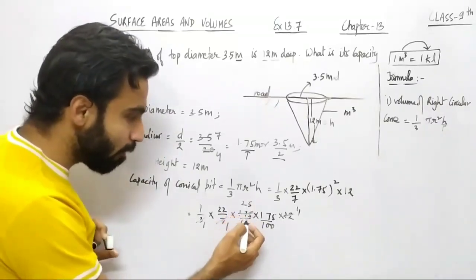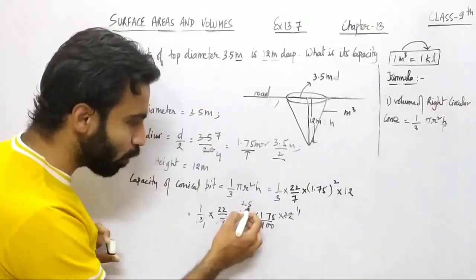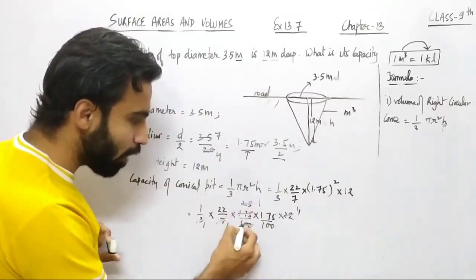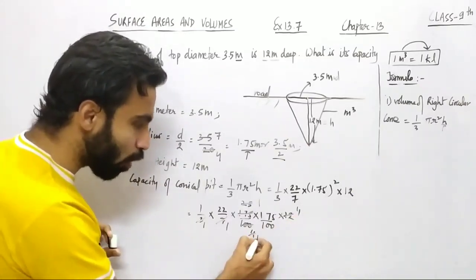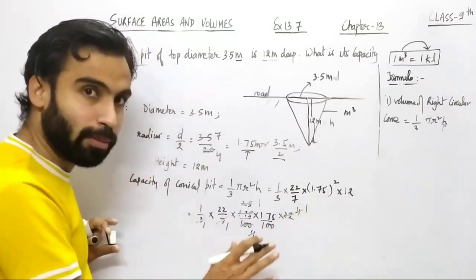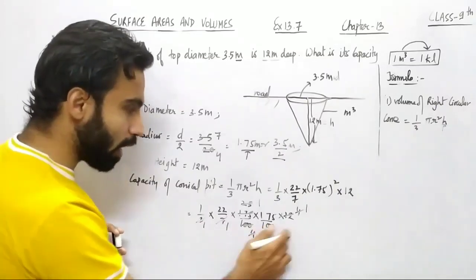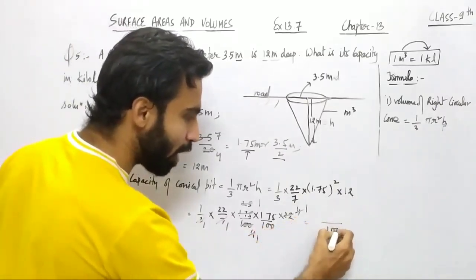Now you can see you can further reduce it if you want to. That 25 1s are 25, 25 4s are 100, right? Then you can see this 4 is reducing. So 4 1s are 4, 4 1s are 4. That will make the calculation easier. Now only 100 remaining in the denominator, right?